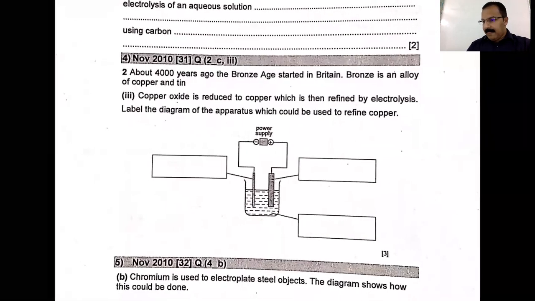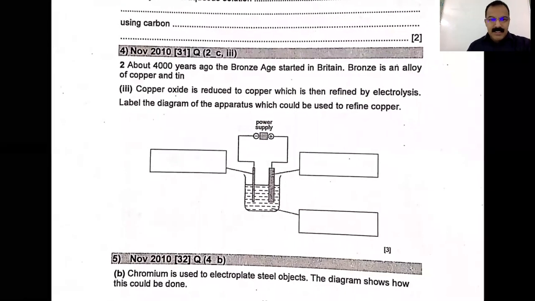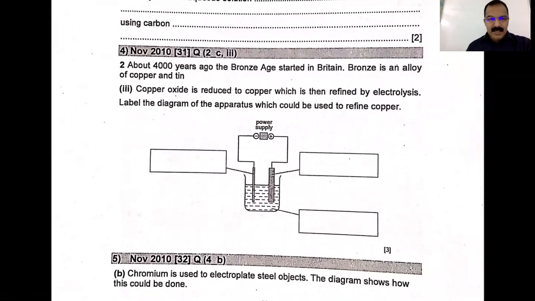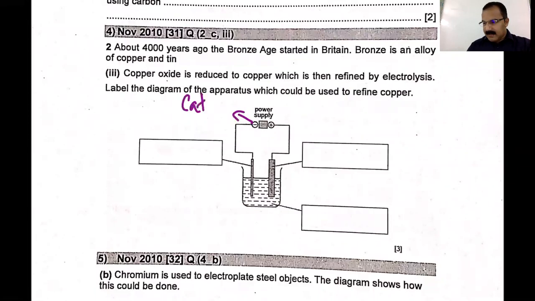All right, now about 4,000 years ago, the Bronze Age started in Britain. Bronze is an alloy of copper and tin. Copper oxide is reduced to copper, which is then refined. This is refining of copper. Label the diagram of the apparatus which could be used to refine copper. So for any metal when refined, this is negative. Negative means cathode and the positive terminal is anode.